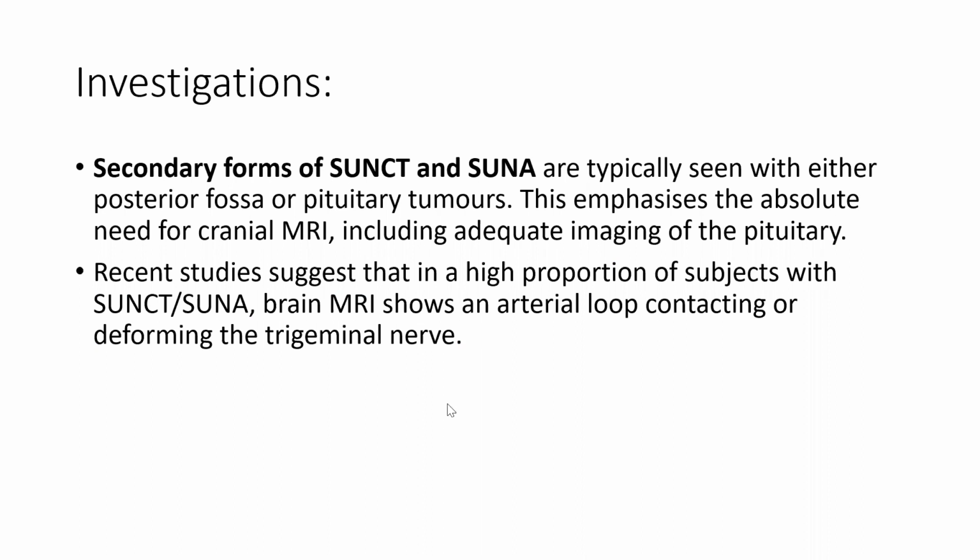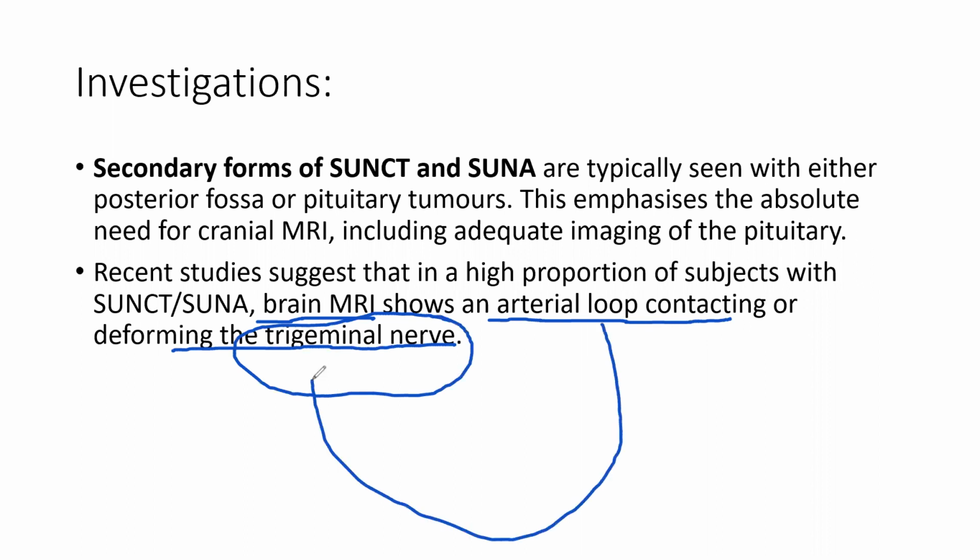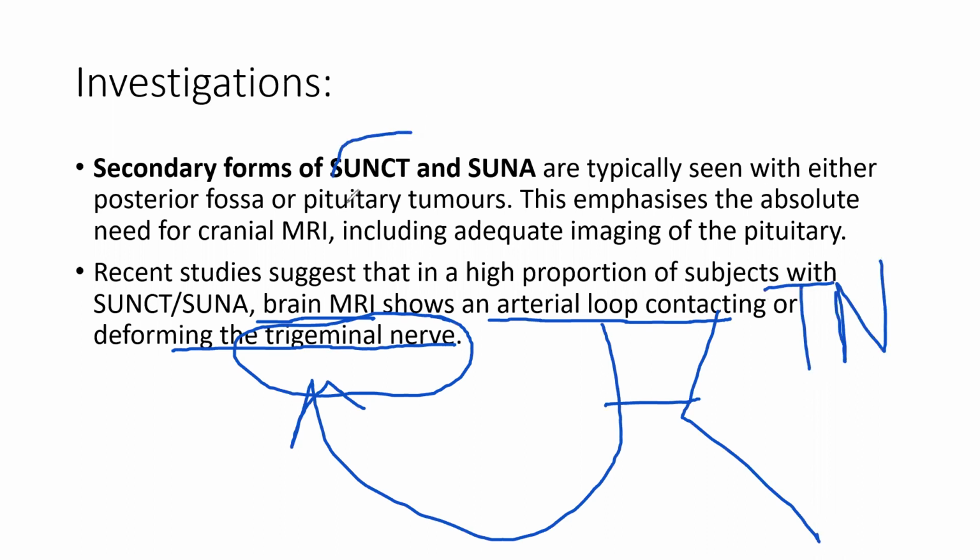Sometimes recent studies have a great role. They said that brain MRI sometimes determines an arterial loop contacting the trigeminal nerve. So if we irritate the trigeminal nerve with some aberrant arterial loop, that can manifest in two important ways. One is trigeminal neuralgia, and sometimes it could be associated with SUNCT and SUNA also.